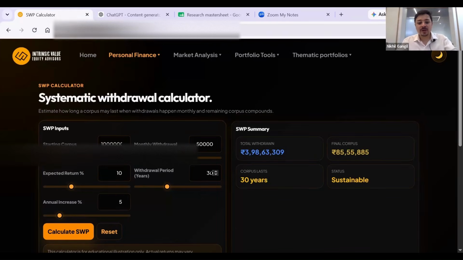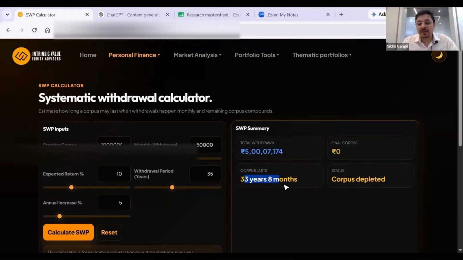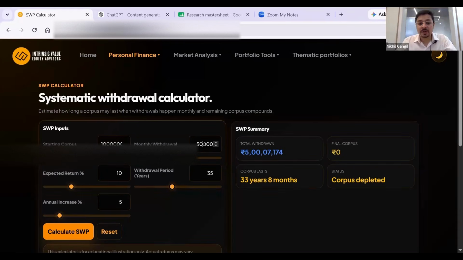Let's say you want to do that for 35. It will tell you the corpus has depleted in 33 years, 8 months. So the 1 crore amount will not last for 50,000 monthly withdrawal at the expected returns of 10%. Right? Now, this is the application: whether your amount will deplete or your amount will sustain. That's the whole point.